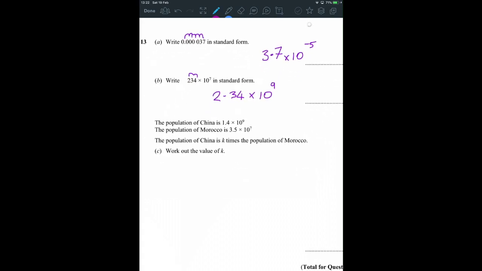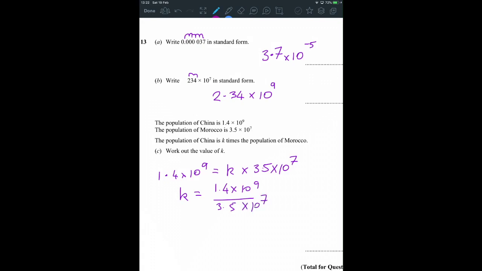A wordy one to finish off. The population of China is, the population of Morocco is. The population of China is K times the population of Morocco. So that is what we've been told. The 1.4 times 10 to the 9 is K lots of the 3.5 times 10 to the 7. Doing a division to isolate K.